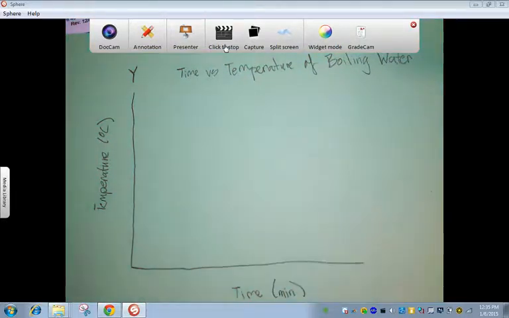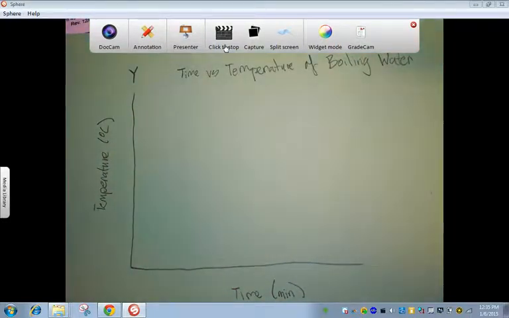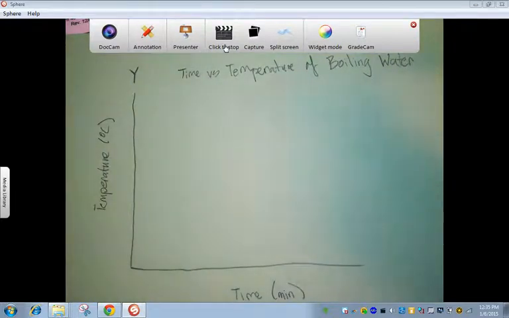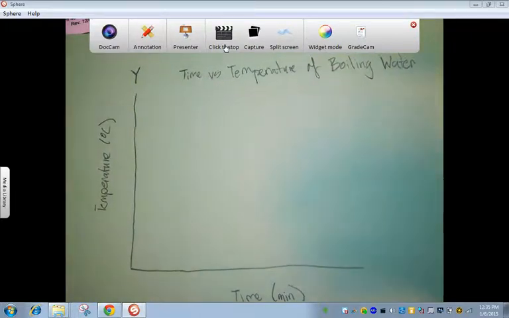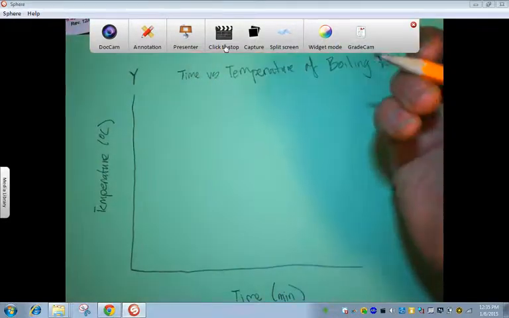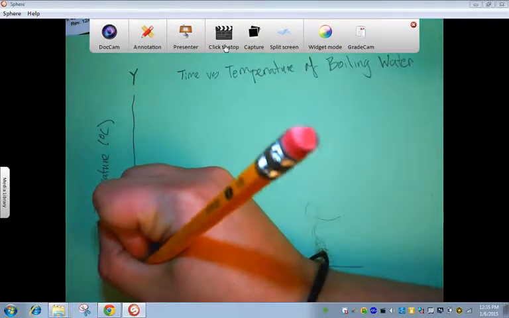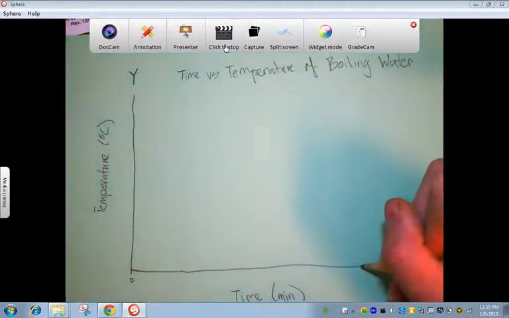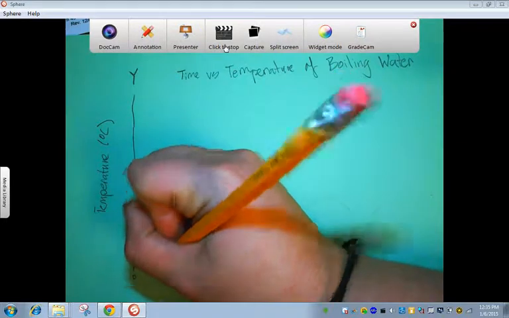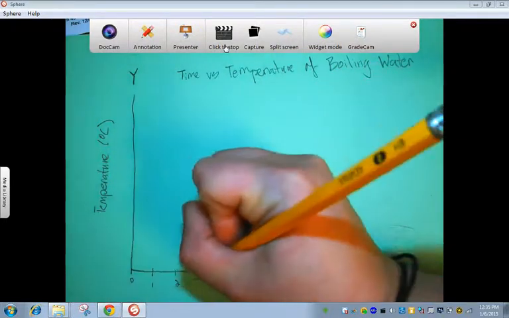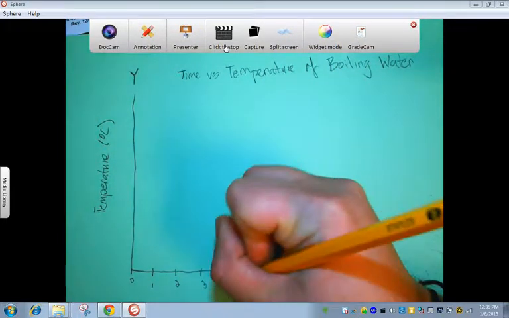Okay, now we're ready for pretty much the most difficult part of making a graph, and that is the scaling. But scaling can be really easy. What I like to do is think about where I started and where I need to be. So let's think about the time. The time, we started at 0, and we measured our time for 10 minutes. So I need to be able to get all the way to 10 minutes.